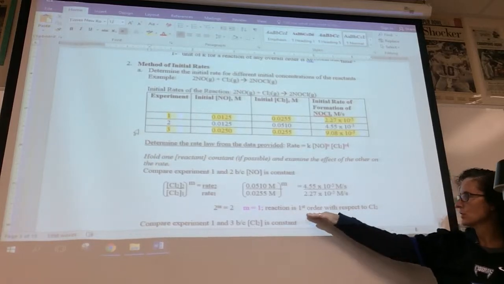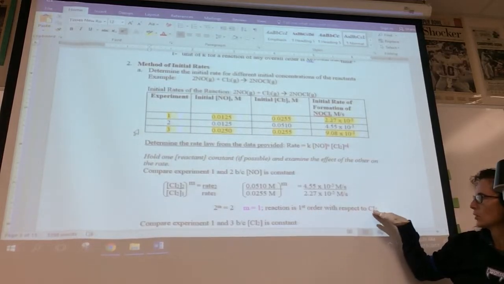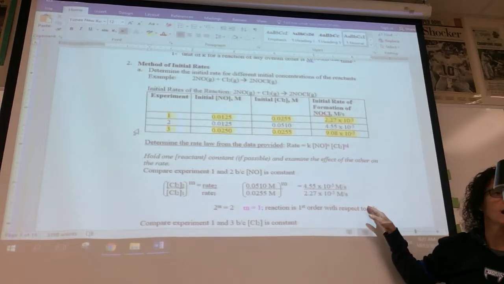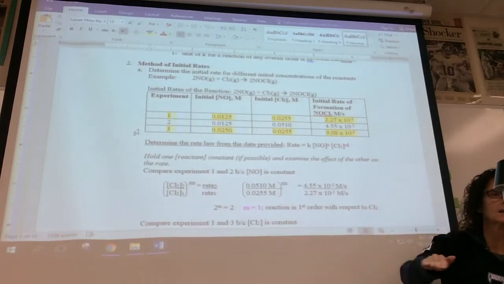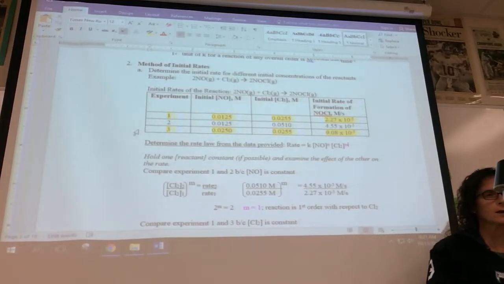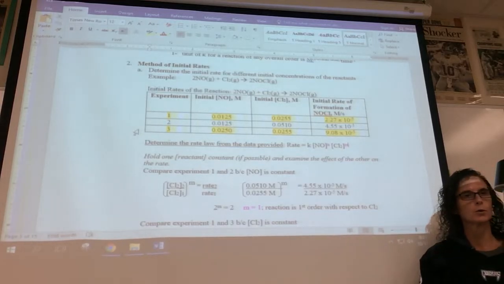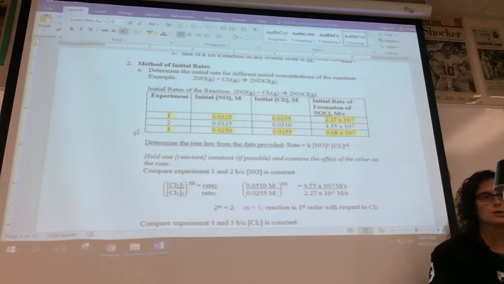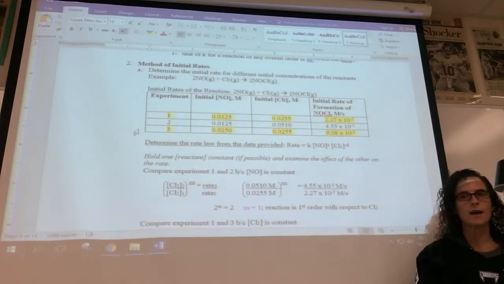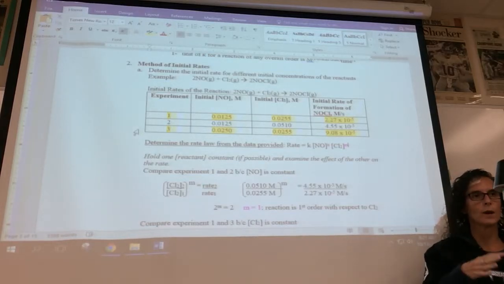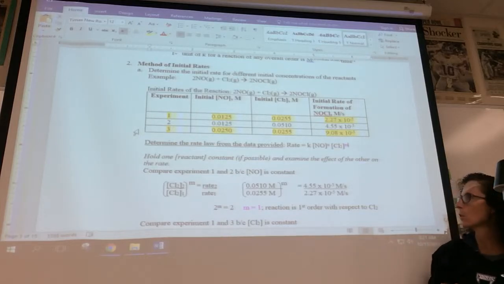That means the reaction is first order with respect to chlorine. Whatever you do to the concentration of chlorine is exactly what you do to the rate. If you triple the concentration, you triple the rate. If you quadruple the concentration, you quadruple the rate. If you half the concentration, the rate is half as fast, or more commonly stated, the rate decreases by a factor of 2, the reciprocal of what you got.